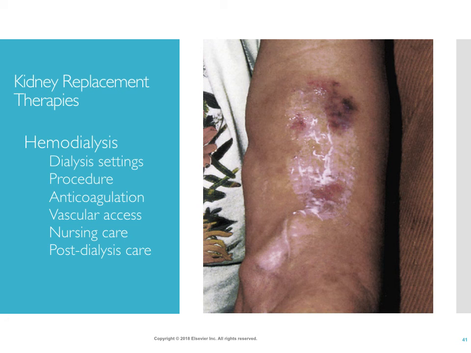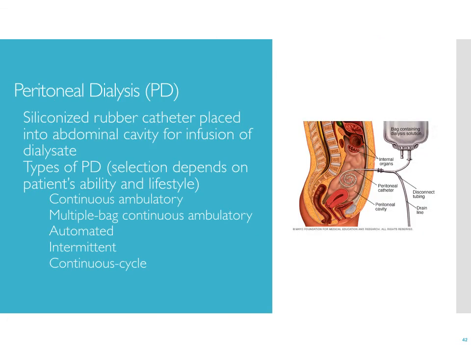And we need to watch for excessive bleeding. You can kind of see on this patient the bruising on their arm, and that's usually a result of the heparin that's been added to the dialysate.